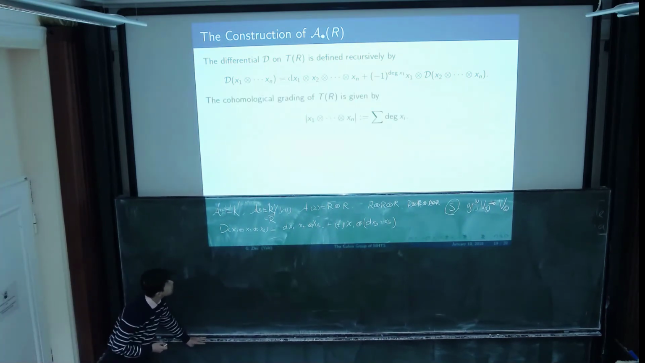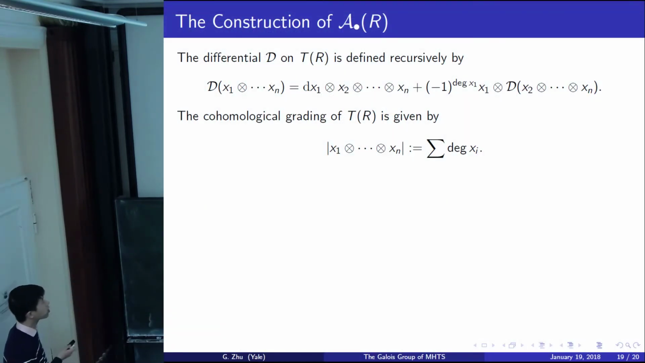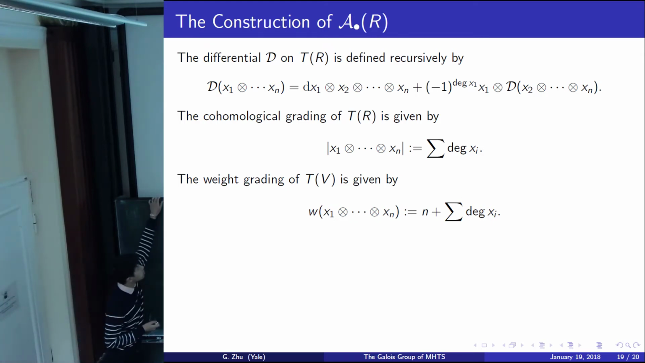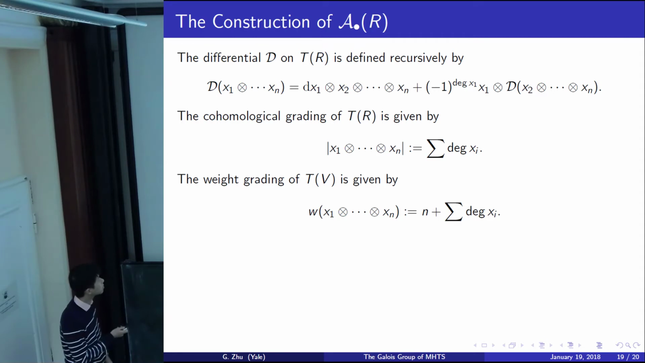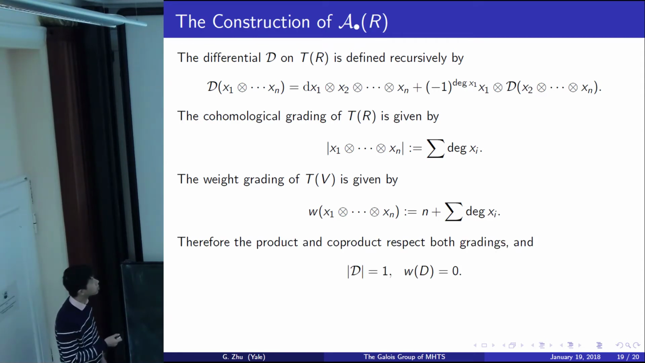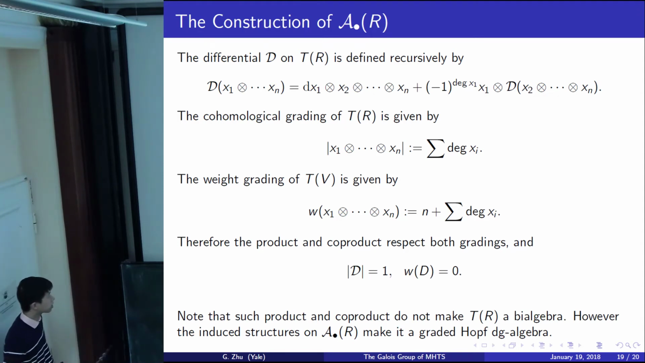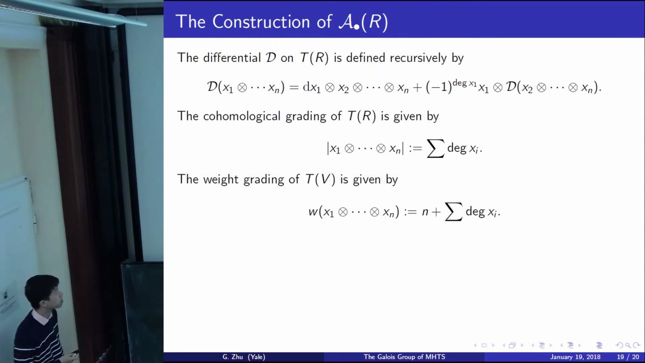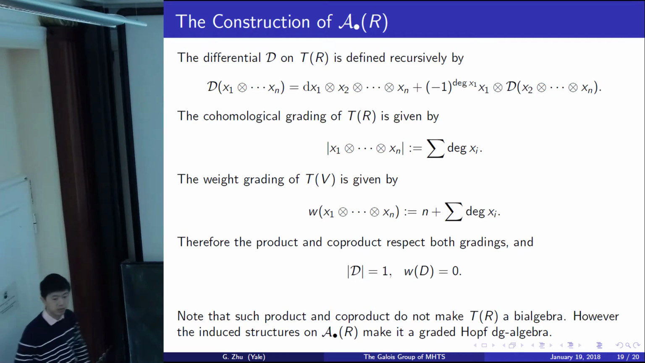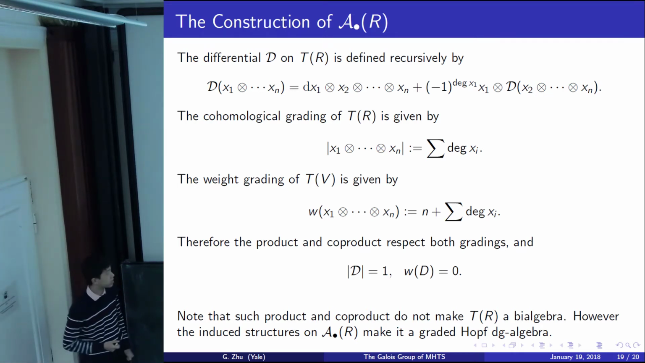And the last thing is about the grading. We have two gradings: the cohomological one and the total weight. The total weight takes the number of tensor components into consideration. So the differential D has cohomological degree 1, of course, and the weight of it is 0. Note that such Poisson product and the coproduct do not make TR a bialgebra. So on the tensor algebra, this and this are not compatible. However, if we take the quotient to work on AR, everything works perfectly. So AR is a graded Hopf dg-algebra. And that is the construction for this.